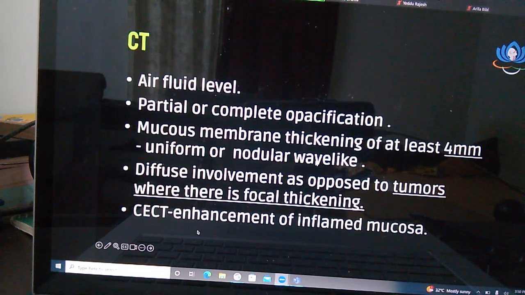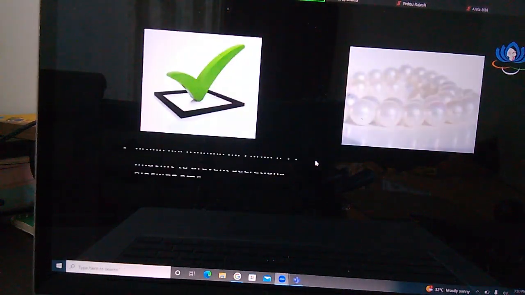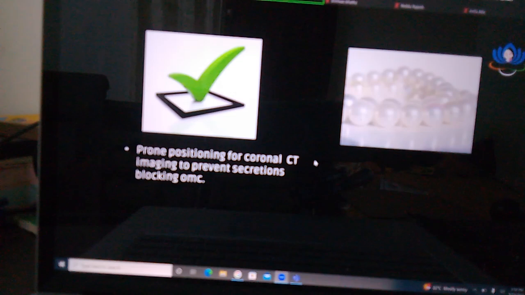So what happens if we administer contrast agent, in the CT, there will be enhancement of the inflamed area. That acute rhinosinusitis mucous membrane enhances with the contrast. Okay, so what are the points we need to know?